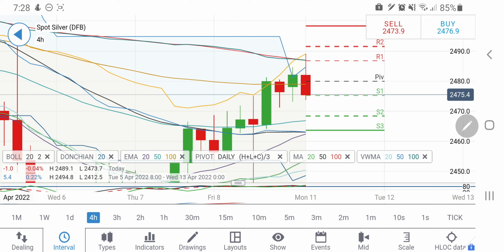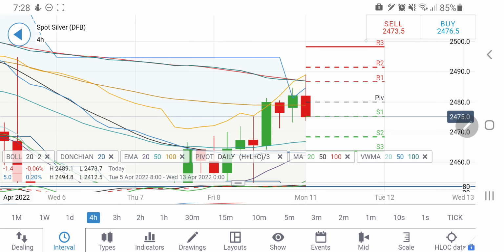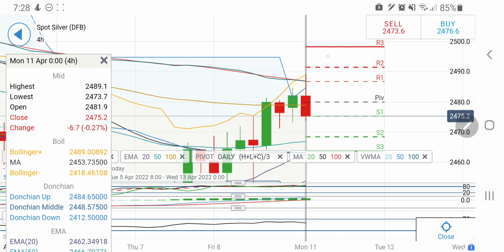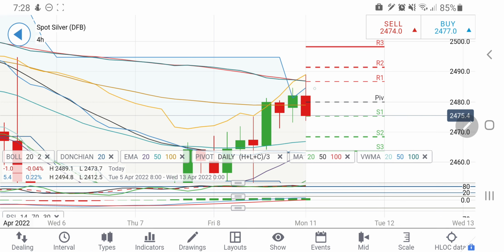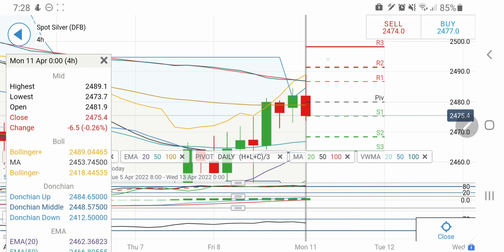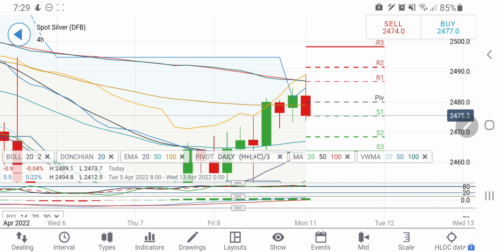Now look at the 4-hour charts. On the 4-hour charts, you can clearly see there is a stronger resistance for silver at around 2480 and 2490. This is a 100 period moving average which is trying to provide a little resistance. On the downside, there is a support coming into the picture at around 2475.